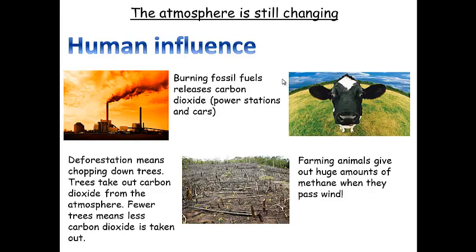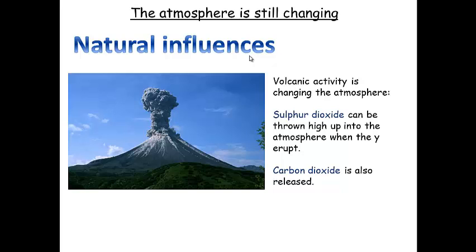And another thing that changes is farming of animals. Because the population of the Earth is increasing, what you find is a bigger demand for meat. So farm animals such as cows, they produce a lot of methane when they pass wind. Okay, so that's one of the things that can change the current atmosphere. We also have natural influences, and an example of this in your exam could be volcanoes. Volcanic activity changes the atmosphere in that it gives out sulfur dioxide. This can be thrown high up into the atmosphere when it erupts, and it also produces a lot of carbon dioxide. This is what's released.